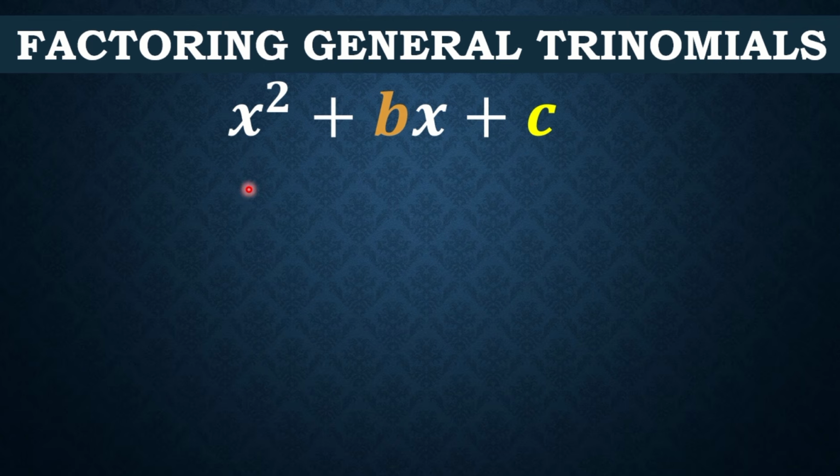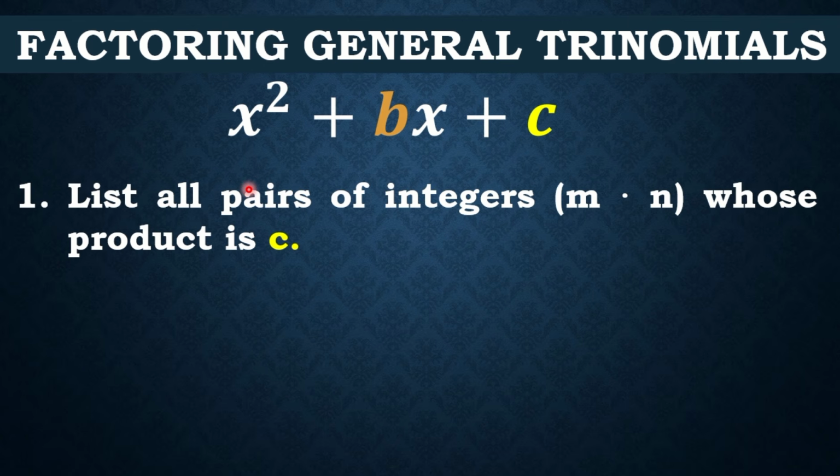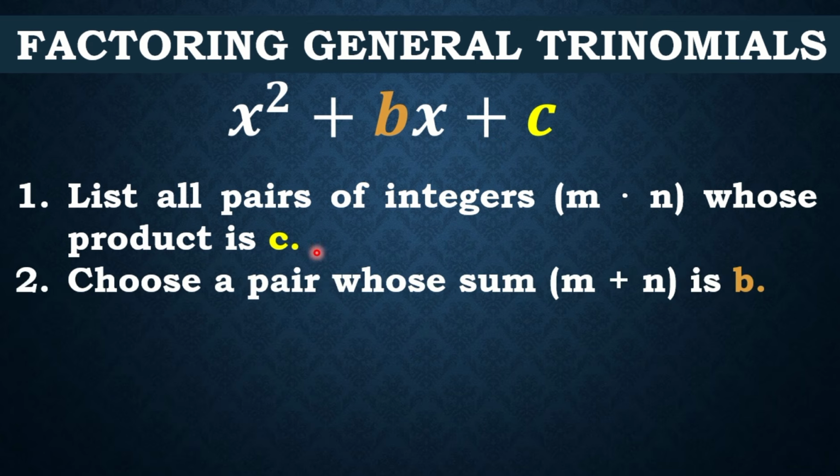Now, how to factor general trinomials? So, first step, list all pairs of integers, which is represented as m and n, or pwede rin naman kahit anong variable, whose product is c. So, kukunin natin, kuha tayo ng dalawang integers na kapag minultiply natin, the result is your last term. Okay? Next, after getting the factors of your last term, choose a pair whose sum m plus n is b.